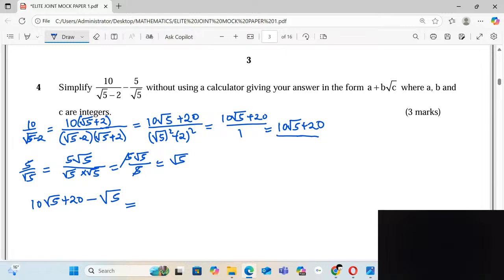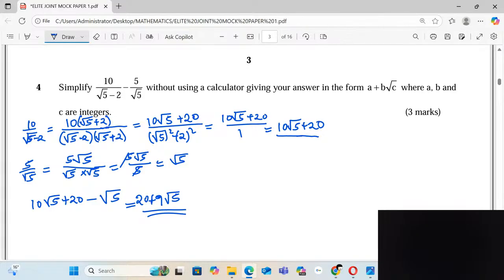We are going to combine the two. Now that we have 10 root 5 minus root 5, this one is common, 10 root 5 and root 5. So when we have 10 root 5s, and then we minus 1 root 5, we're going to remain with 9 root 5s. Then we had plus 20, so we're going to have 20. So we have 20 plus 9 root 5, and that one becomes our final answer.